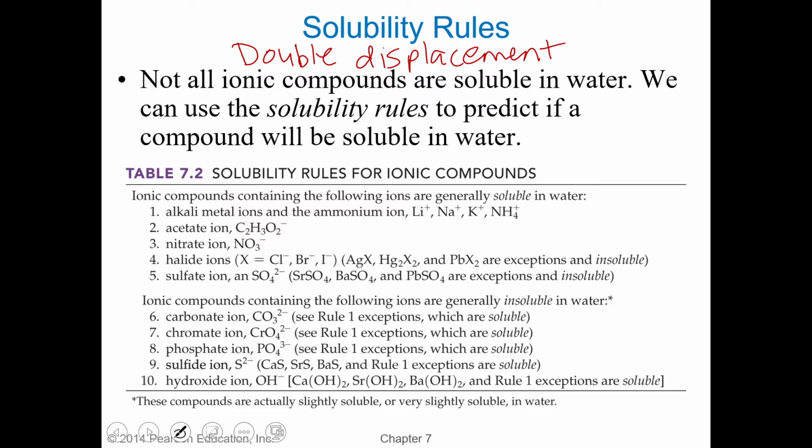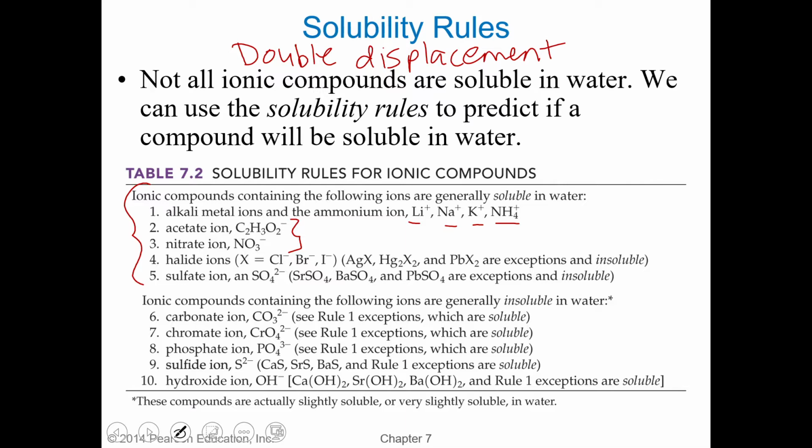So the general rules are, in this first group here, alkali metal ions and the ammonium ion, for example, lithium, sodium, potassium, and ammonium, those are all soluble in water with no exceptions. So anything that they're bonded to, as soon as you add water to them, they will all break apart into their individual ions. Acetate and nitrate ions, they are always soluble, no exceptions.